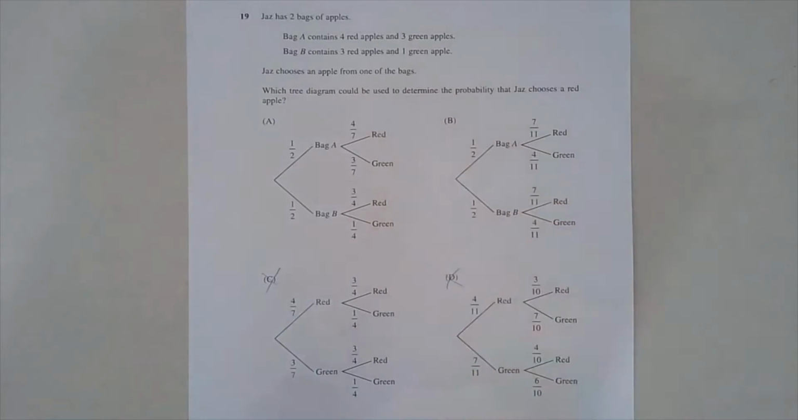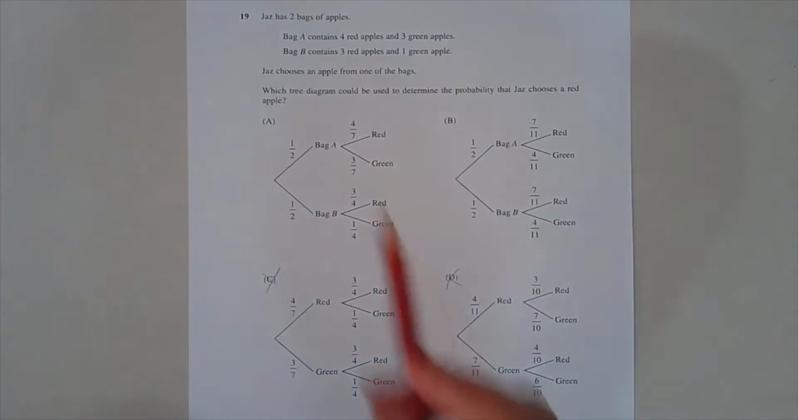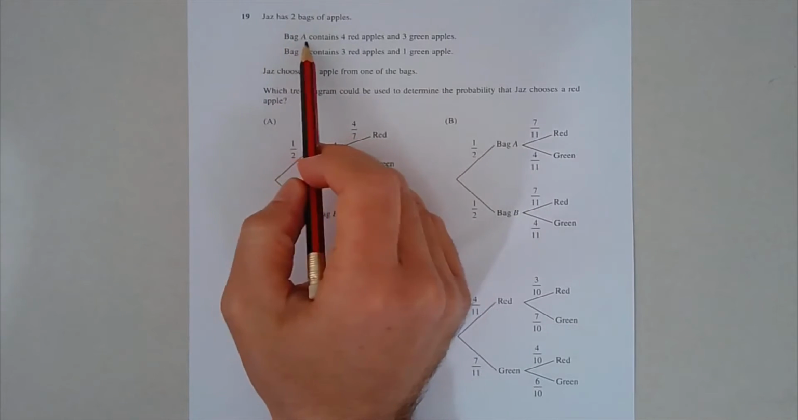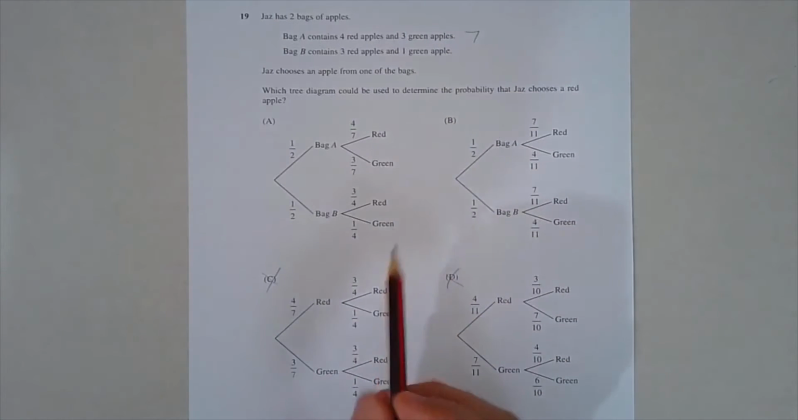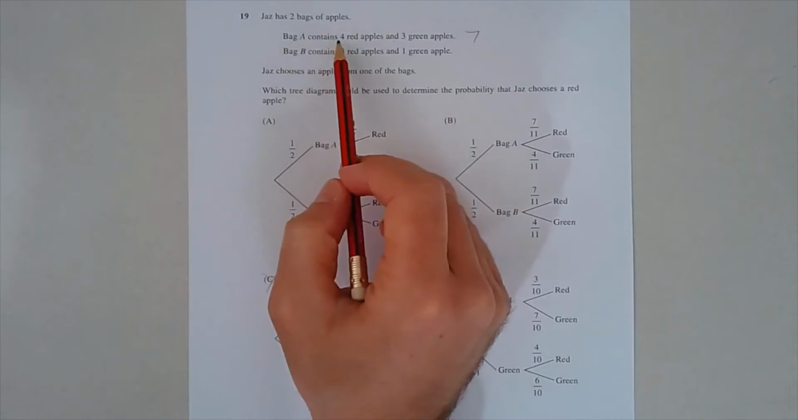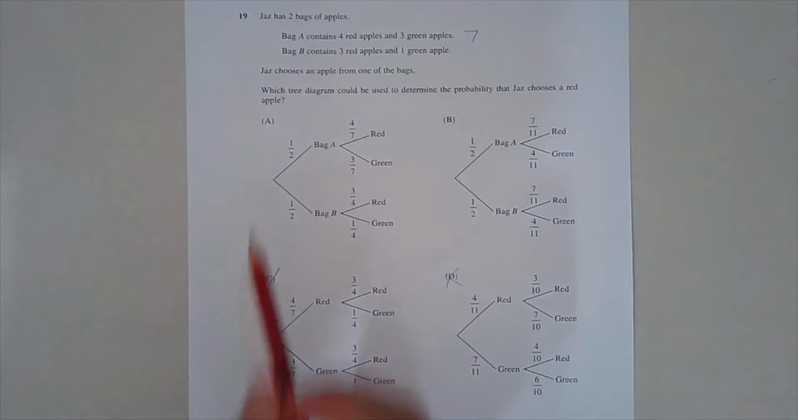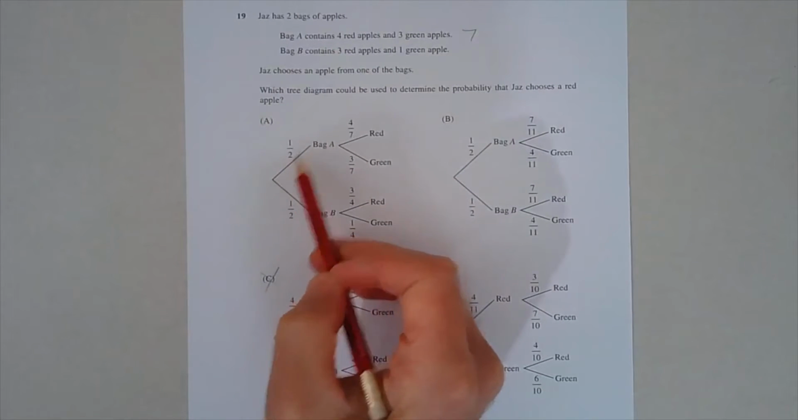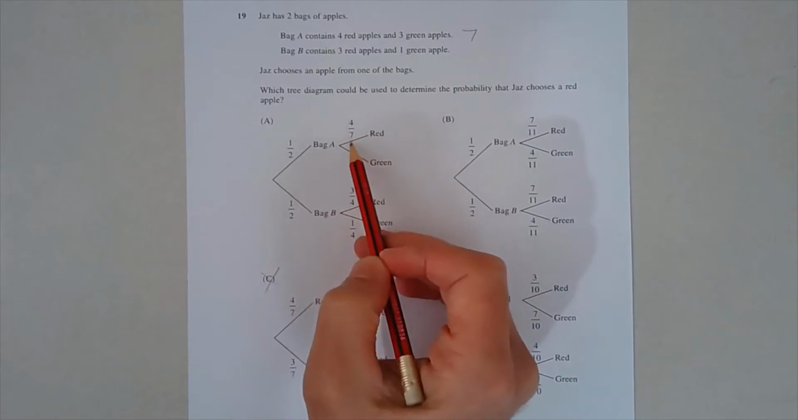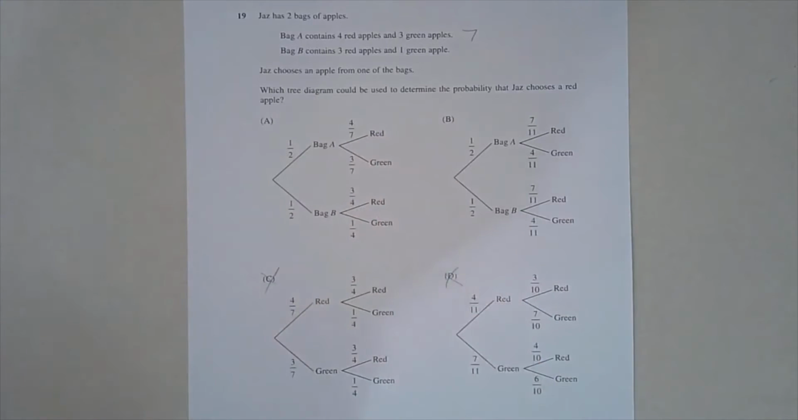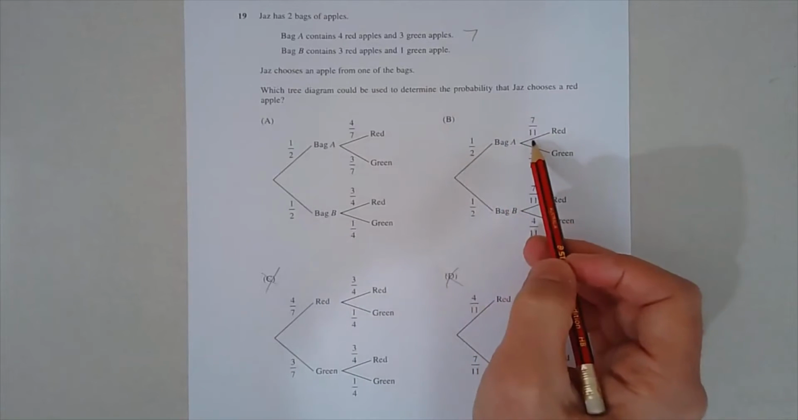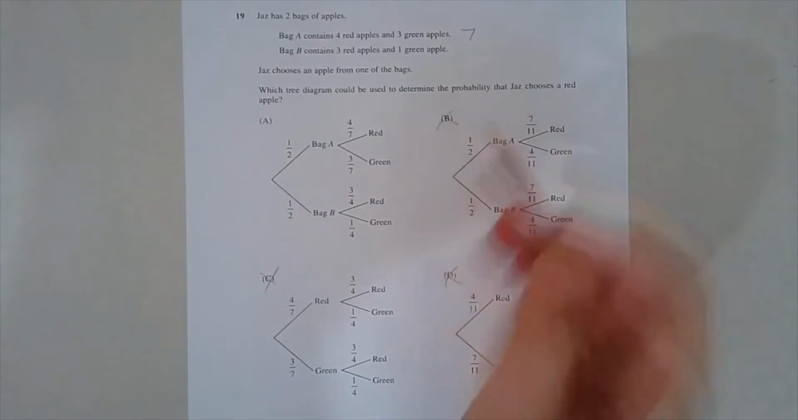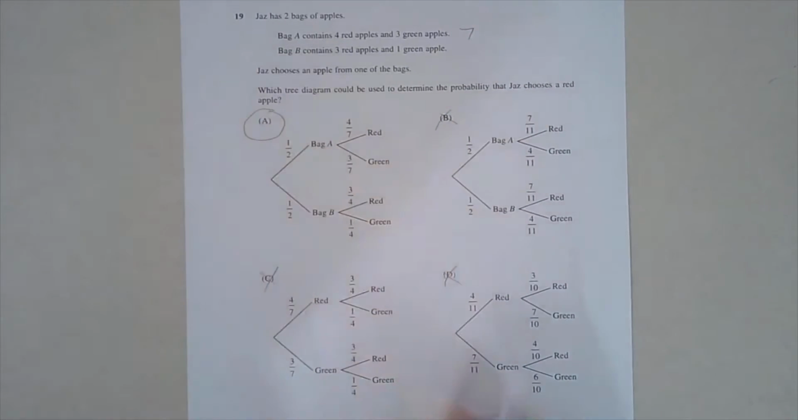Now the second stage is to choose the color of apple. Let's go back to the question. Bag A contains 4 red apples and 3 green apples, so that means there's 7 apples in total. And the probability of choosing a red apple from bag A is 4 out of 7. And if you notice with option A, let's say Jazz chooses bag A, there's a 4 in 7 chance that a red apple would be chosen. If you look at option B, just for comparison, bag A, 7 out of 11, well, that doesn't make any sense because there's only 7 apples. So option B doesn't make any sense, and that leaves us with option A.